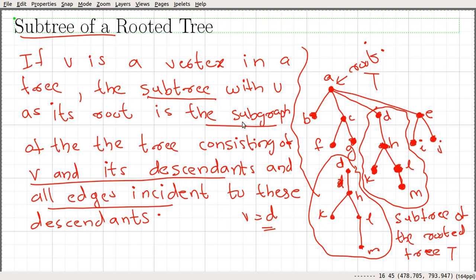So now, some important definitions related to a rooted tree. In the next video we will look at a special kind of rooted tree called binary trees. Then after that we will generalize the concept to m-ary trees. A binary tree is a special kind of m-ary tree.